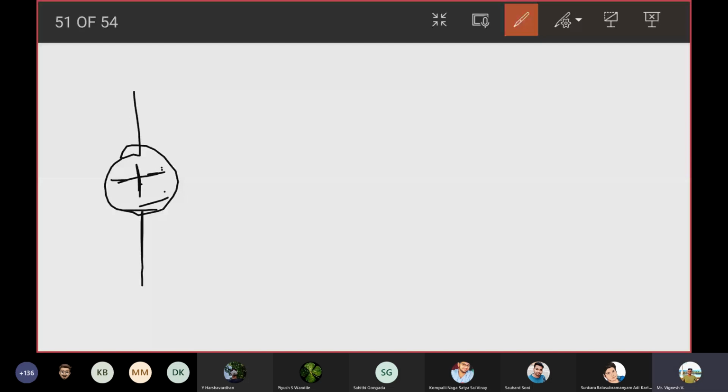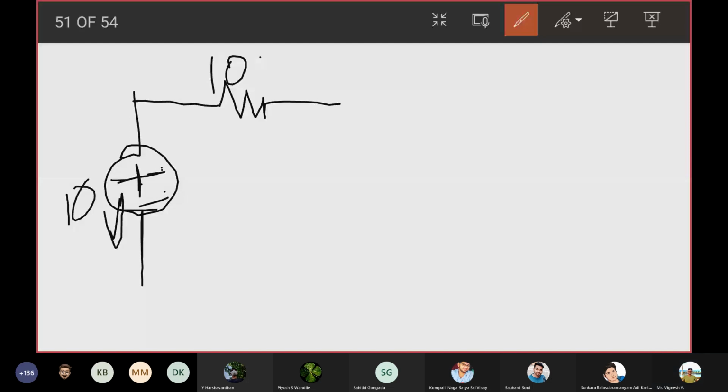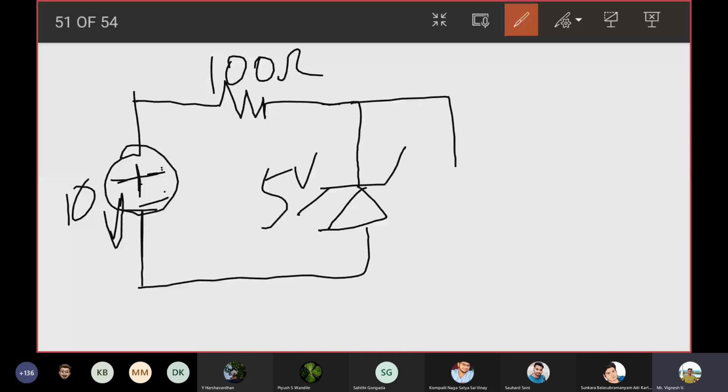Okay, so there's a voltage source 10 volt. RS is 100 ohms. And I have a Zener diode whose Zener voltage is 5 volts. Okay, this is 5 volts. I have a load resistor connected in parallel, and that's a variable load resistor. Copy this down quickly.